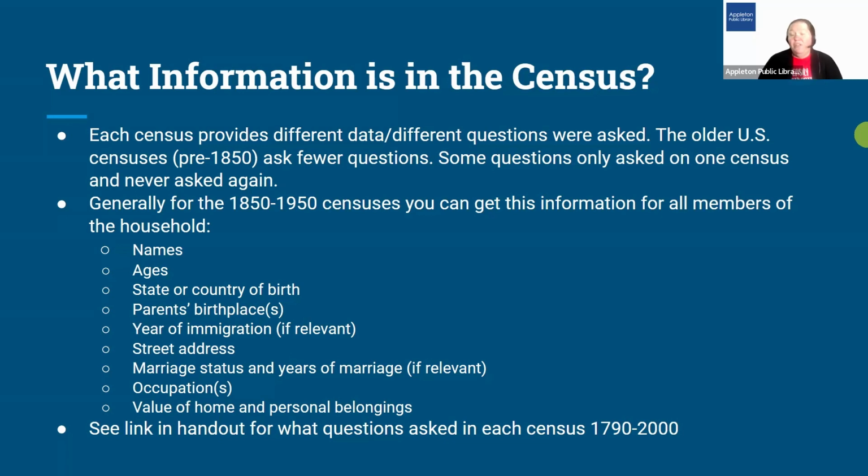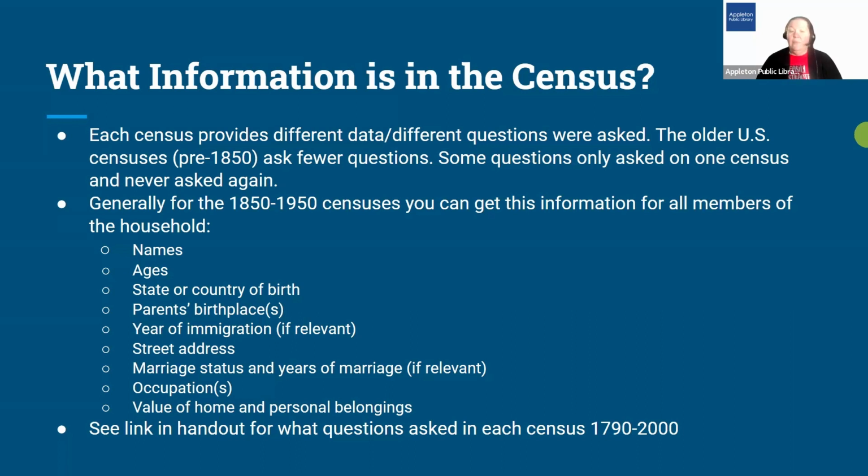Unfortunately, some questions are only asked once on a census and never asked again. So again, every census is going to be different. But generally, for the censuses from 1850 to 1950, you're going to get certain information. I say only up to 1950 because of privacy laws: there is a 72-year hold on access to the census. I'll dive into that a little deeper later, but for right now, the ones accessible to us genealogists are only up to 1950.